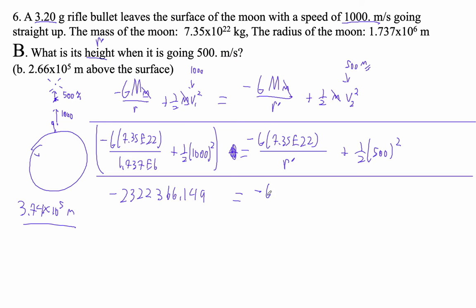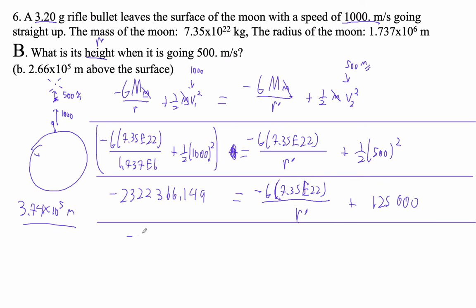Okay, the opposite of G, R prime still what we're solving for. Then 0.5 times 500 squared is 125,000. That's positive. Okay, so I'm going to actually subtract that from both sides. So this guy minus this guy is this.